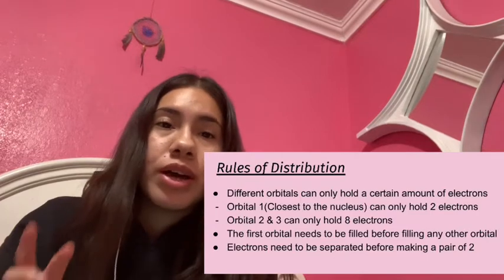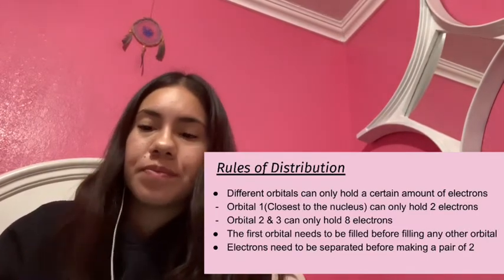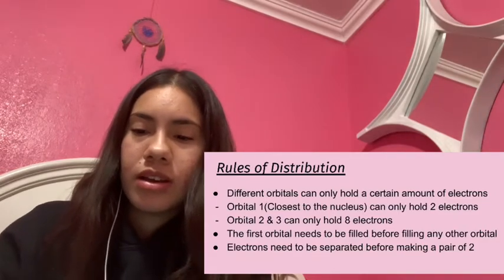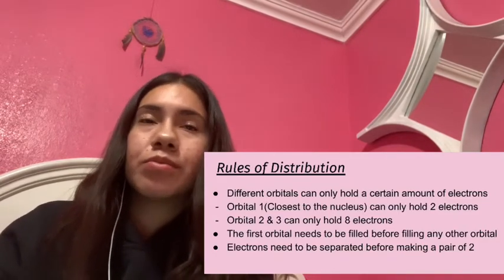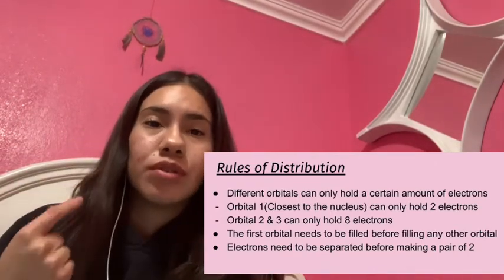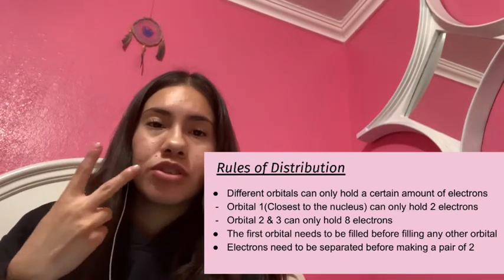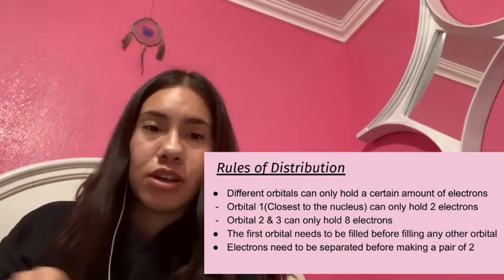And the second orbital and third one can hold only 8 electrons. And when we start filling these orbitals with electrons, we first need to fill the first orbital. So the first orbital needs to have 2 electrons before we move on to the second orbital.